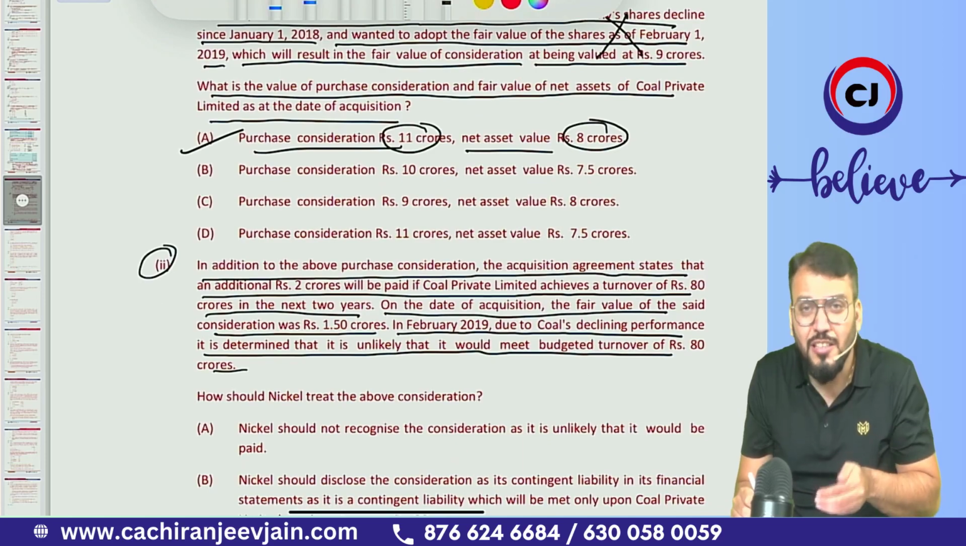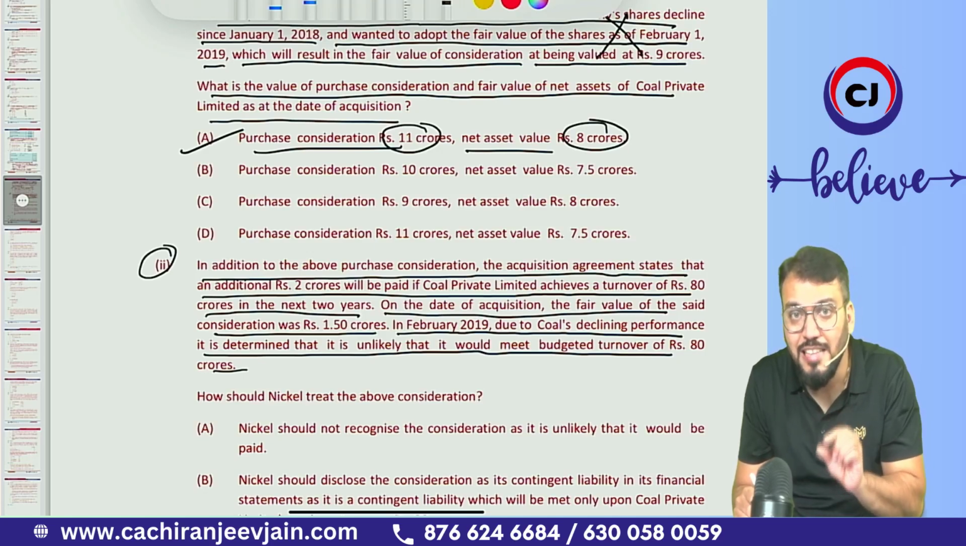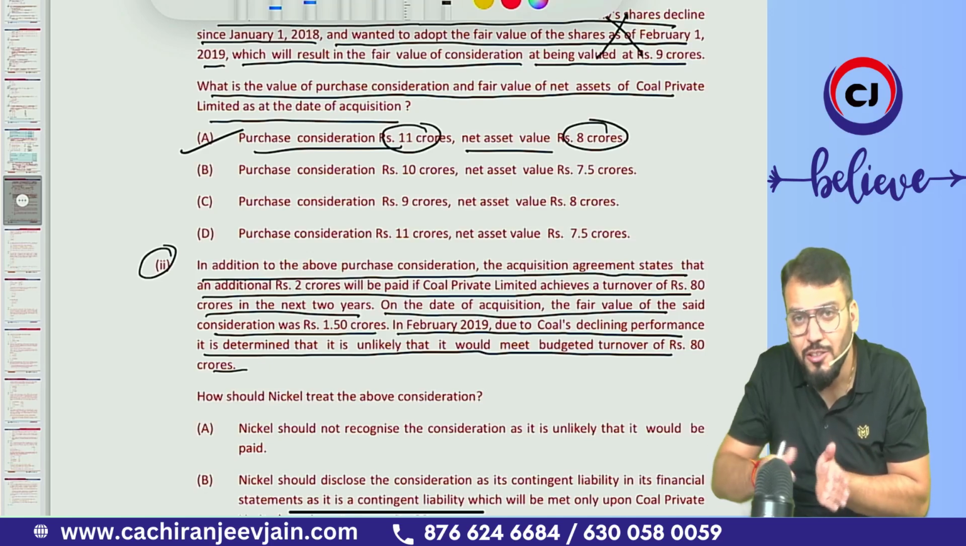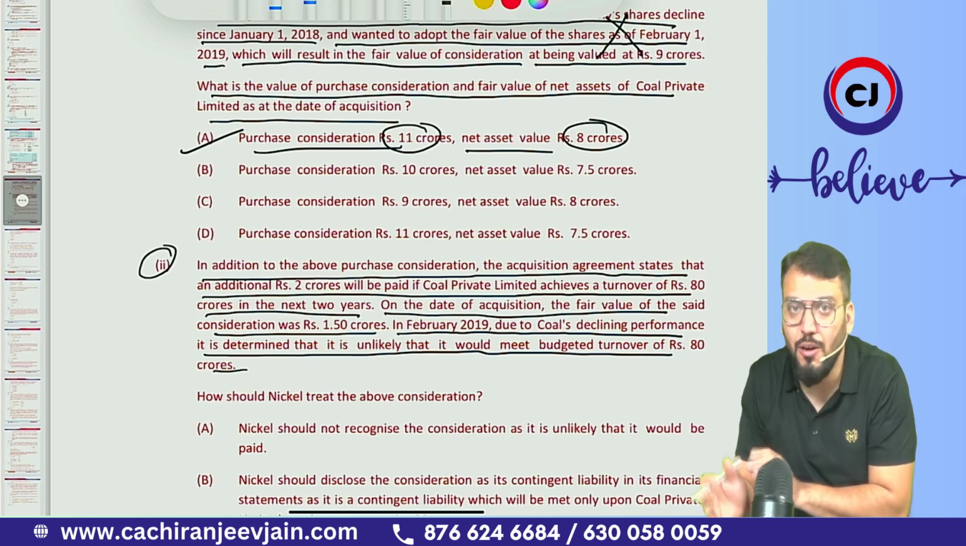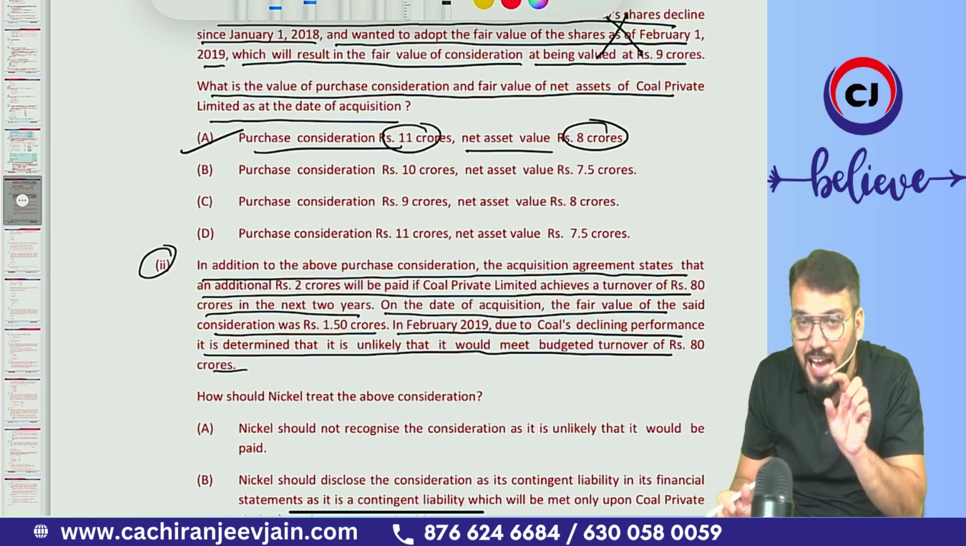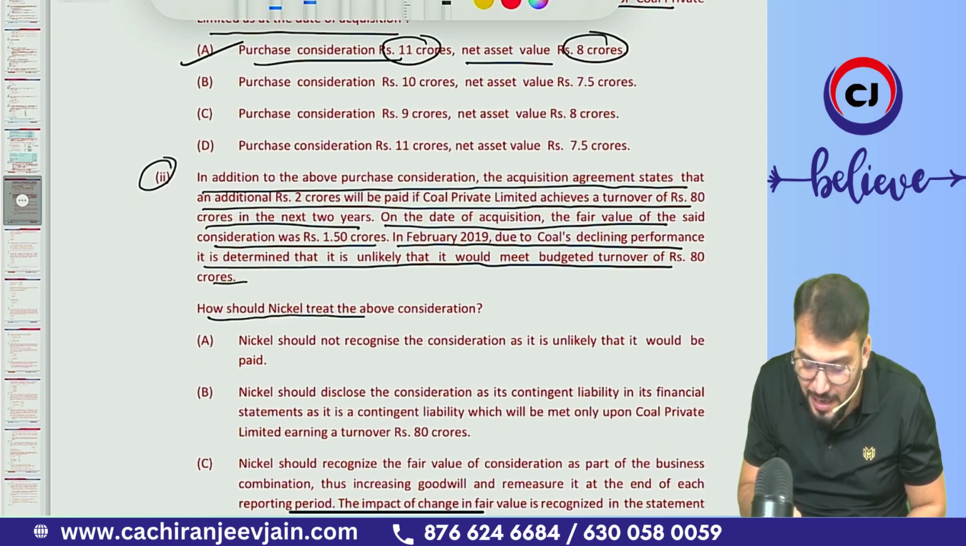So can I say there is a contingent consideration? Contingent consideration should be taken into consideration to determine PC, and it will be recognized at fair value on the date of acquisition. Any subsequent changes will be accounted for, but that will be subsequent accounting. On the date of acquisition it should be taken at fair value on the date of acquisition. How should Nickel treat the above consideration?